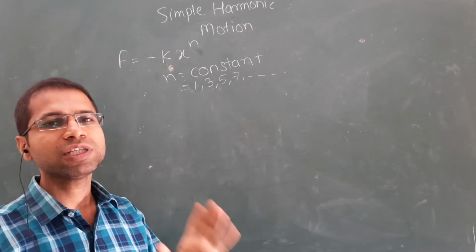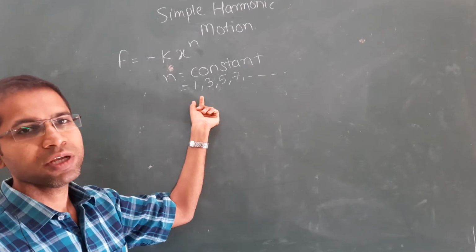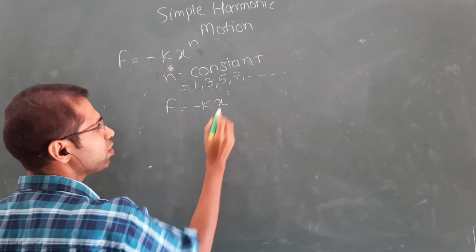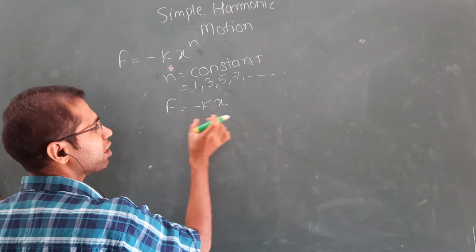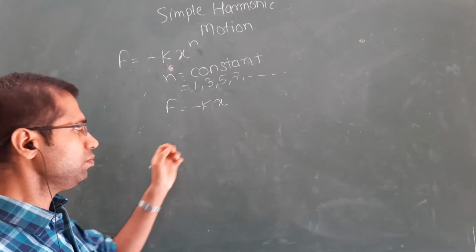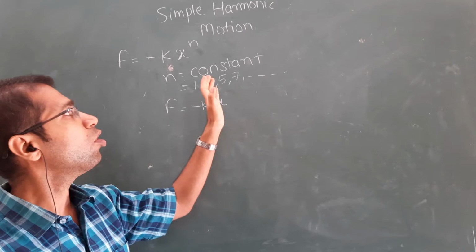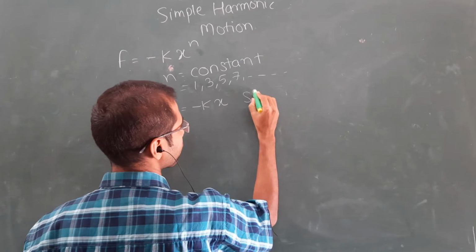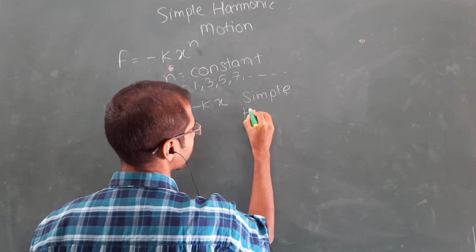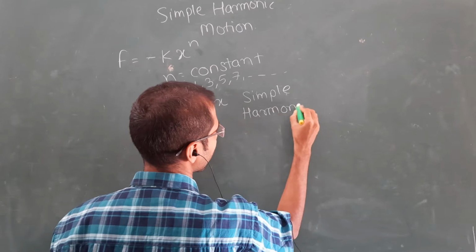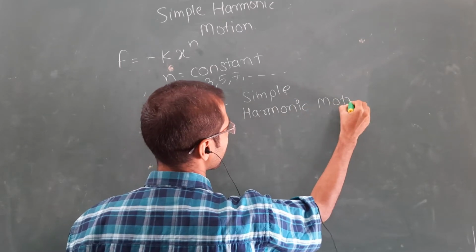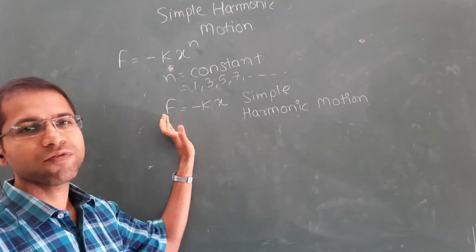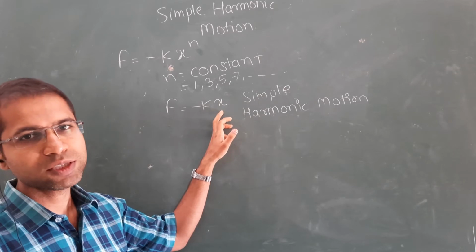Here we are taking the simplest case, where n is equal to 1. So the equation comes like this: F is equal to minus kx raised to 1. The 1 we don't write, so I can write F is equal to minus kx. This is the simplest form of harmonic motion, so this is called simple harmonic motion. Like this, it is also a function where the force F changes according to the displacement x.